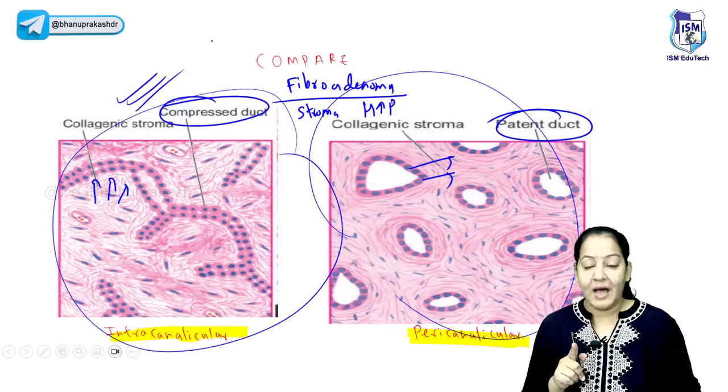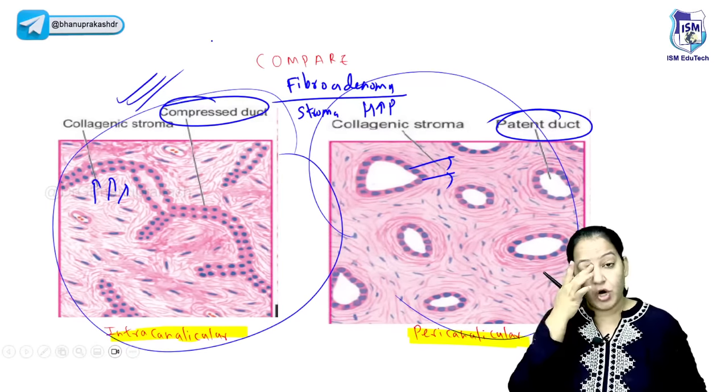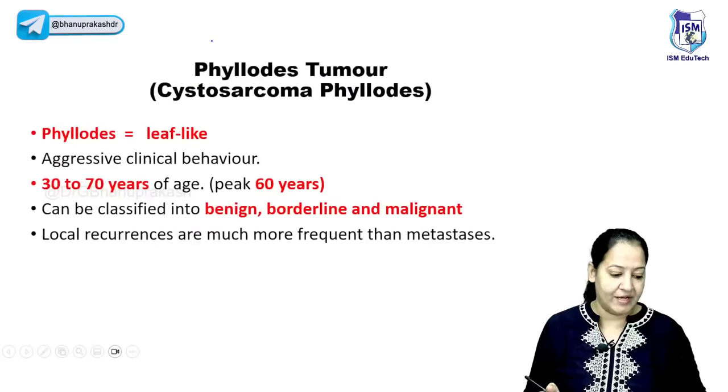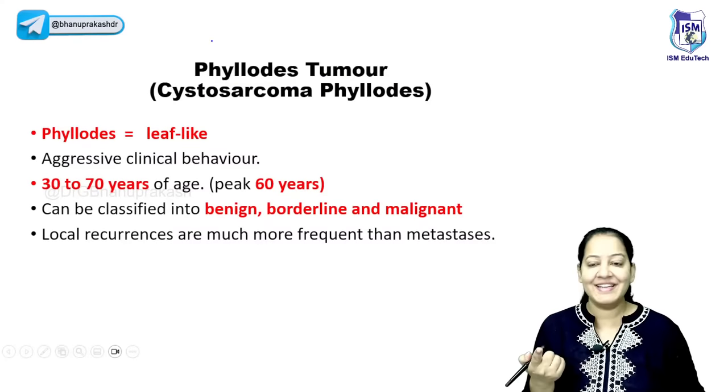You usually get questions on them, the image-based question. Yes, it is the most common benign tumor in the breast. Absolutely right. So can we go on to the second stromal tumor?